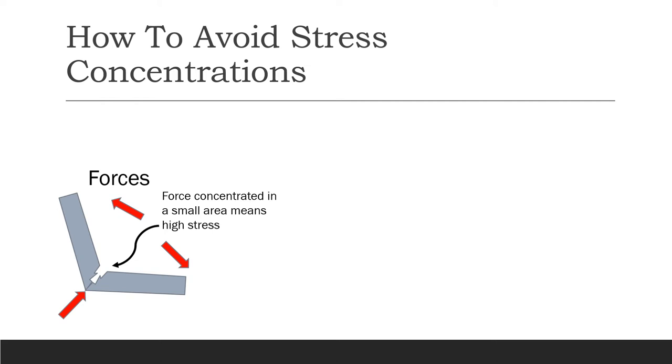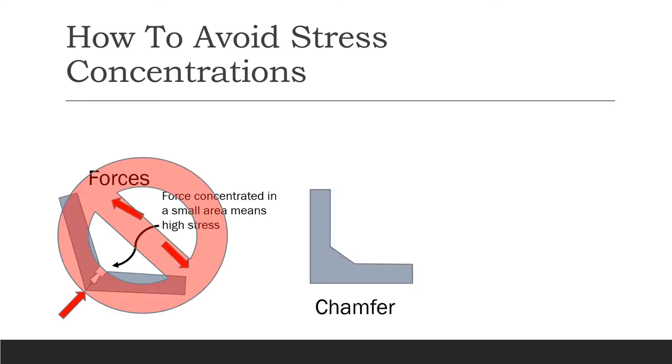So what can we do to avoid that? Well, there are a couple of things that we can do. The first thing that we can do is we can apply something called a chamfer. A chamfer is a 45 degree angle right at the corner. And that chamfer actually creates a larger area. So since the force has been spread over a larger area, the stress is lower and you don't have such a high likelihood of failure at that location. So this is a good design.